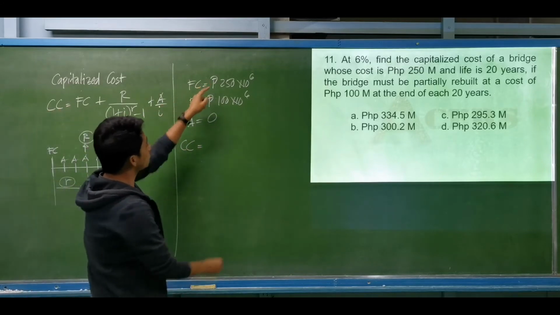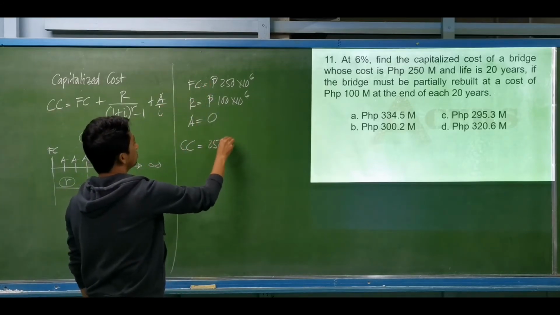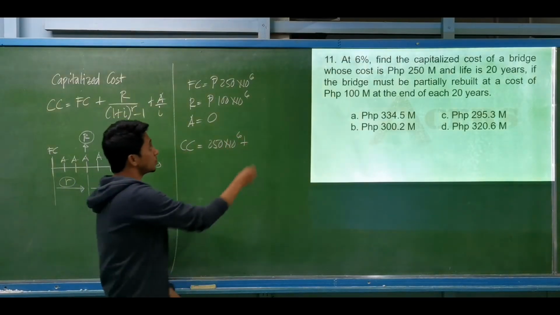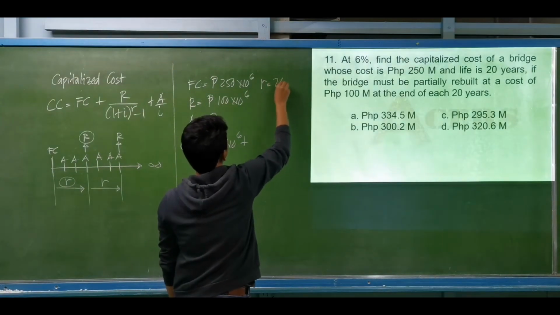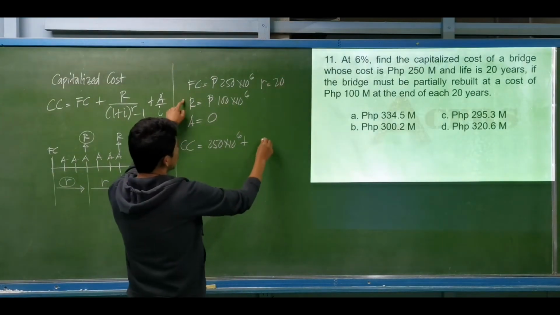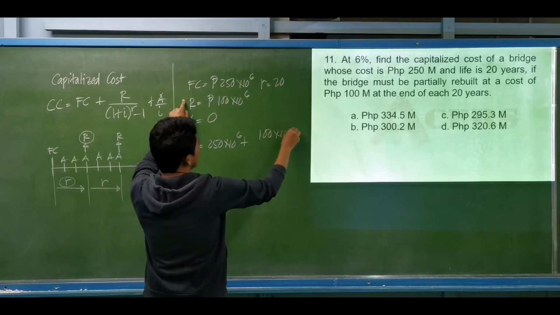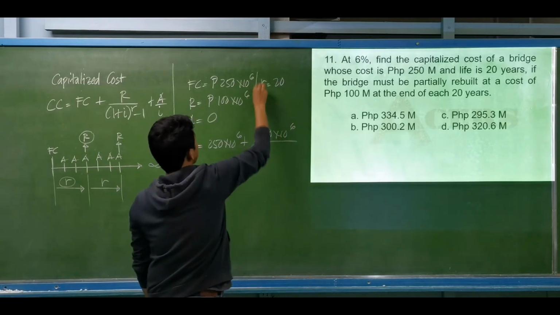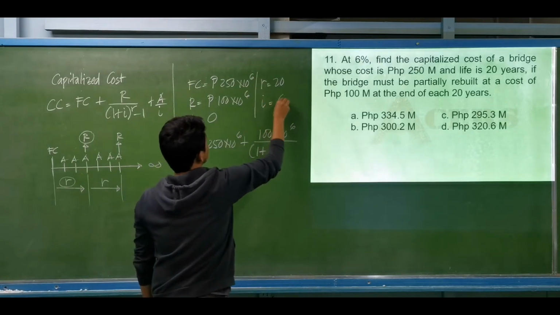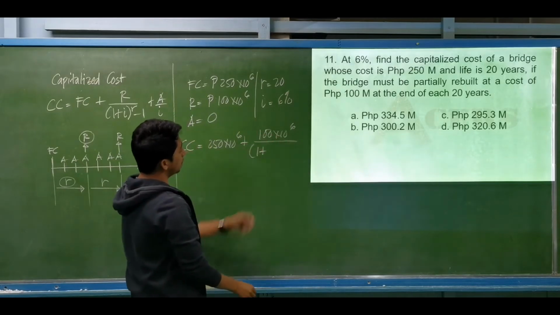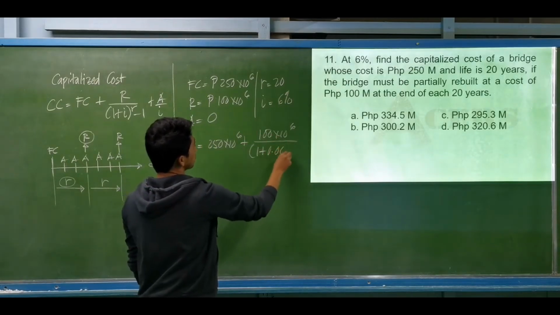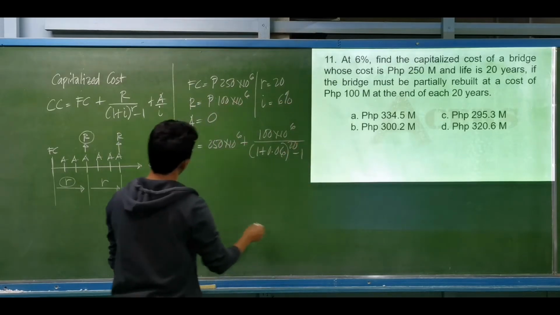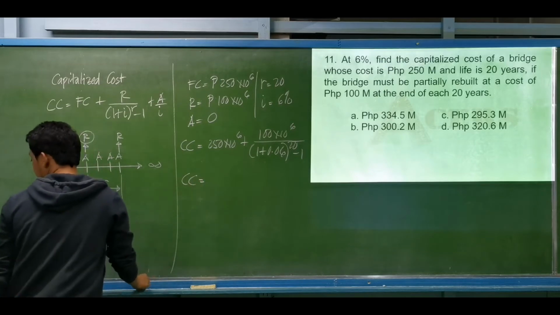Capitalized cost is equal to our first cost, that is equal to 250 million. Then plus, every 20 years, that is the value of our small r, that is equal to 20. Every 20 years, you are to spend 100 million. 100 million divided by 1 plus the given rate of 6%. We are to spend 100 million every 20 years. That is 1 plus 0.06 raised to 20, minus 1. So this will be the capitalized cost of the bridge.